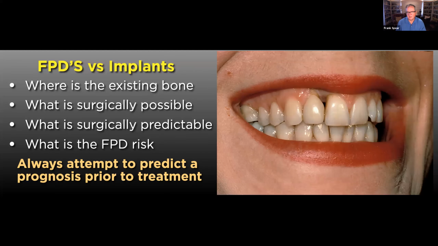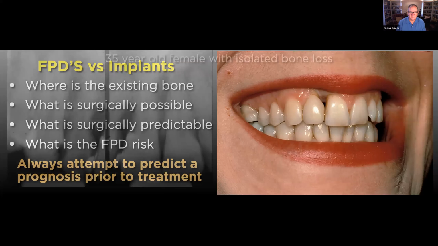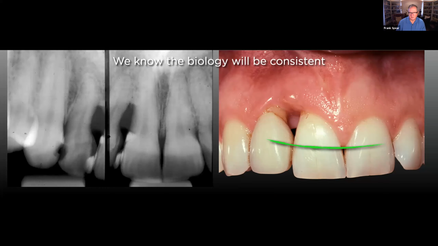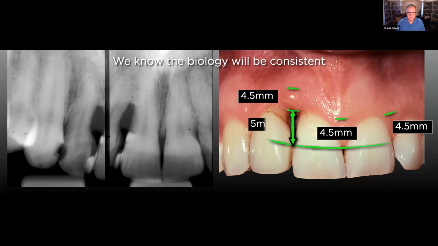And the bottom line is, on all of these really challenging, complex cases, you want to try and predict the prognosis before you actually do the treatment. So let's do that for her. Very simple. We know the biology. We know in a human you get about 4.5 millimeters of papilla above bone. So what we really have is a problem of bone loss in this isolated region, about 5 millimeters of bone loss.